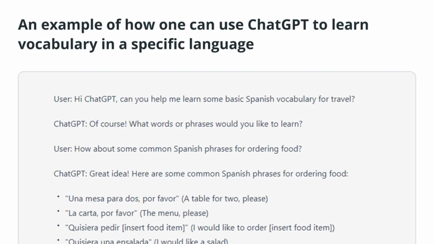How to use ChatGPT to learn a language. Ask ChatGPT for definitions, translations and grammar explanations in your target language.